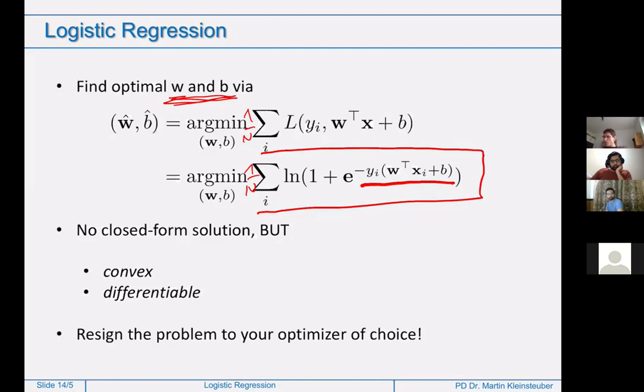There is no closed form solution to that optimization problem, but it's convex and it's differentiable, and it can so be assigned to our optimizer of choice.